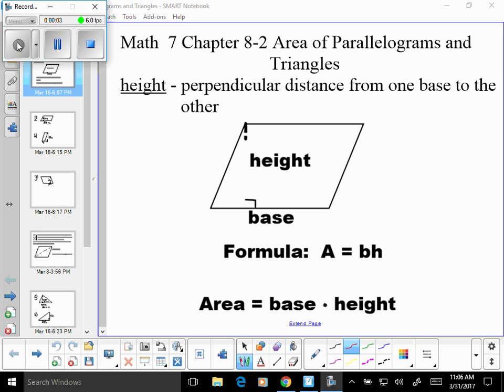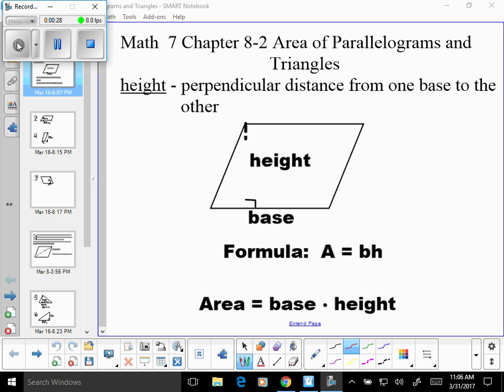Okay, class, today we're going to be starting Chapter 8. The first lesson is going to be Chapter 8-2, the area of parallelograms and triangles. One of the words that's going to be very important in Chapter 8 is the word height. Height in geometry refers to the perpendicular distance from one base to the other in a polygon.